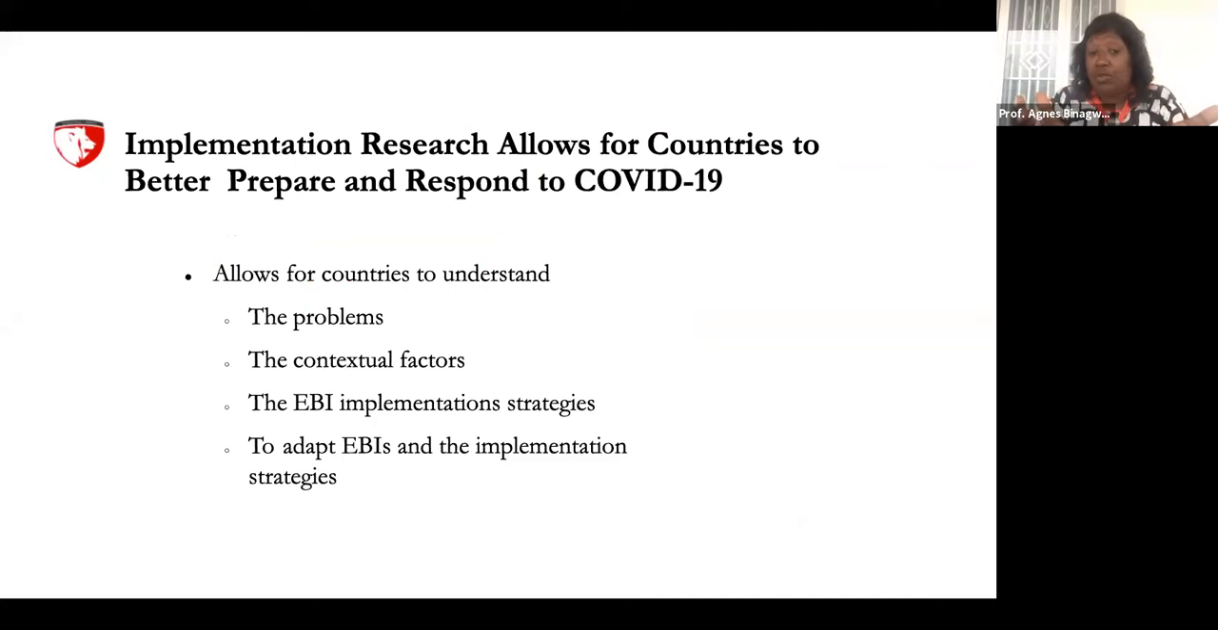So implementation research allows countries to better understand their problem, the contextual factors, and the evidence-based intervention that exists to solve that problem, and also to adapt the evidence-based intervention and the implementation strategies to the country's needs and to the evolution of the problem in the country. Kenneth, Lisa, and also Quintas have explained that. Next.